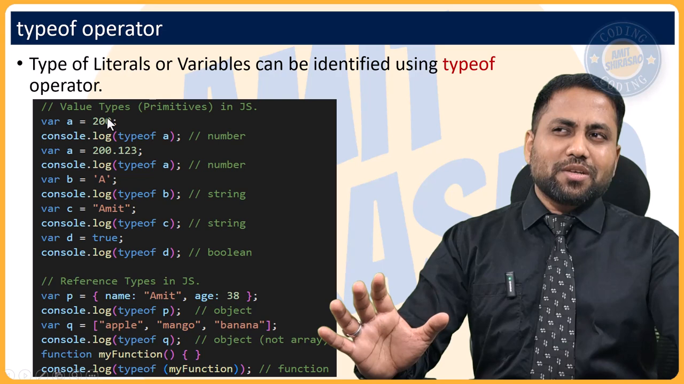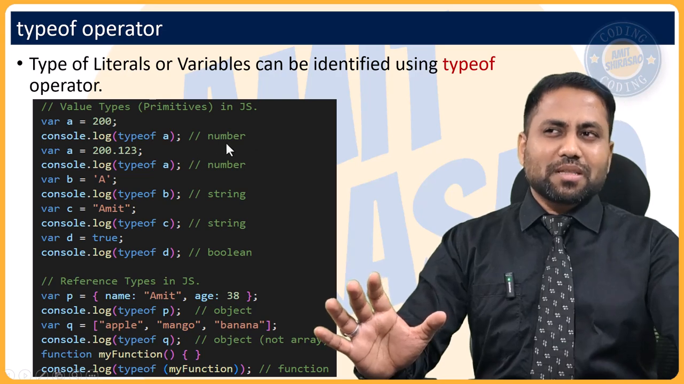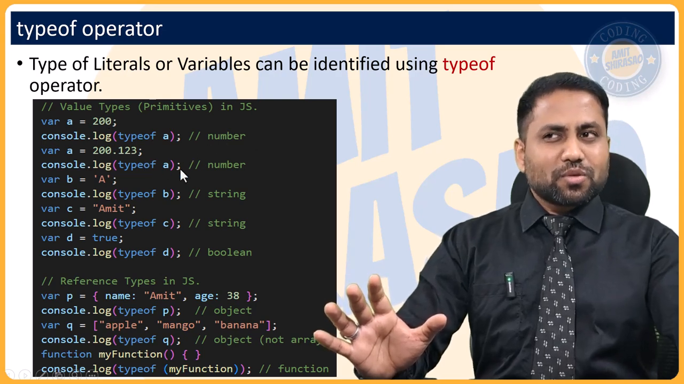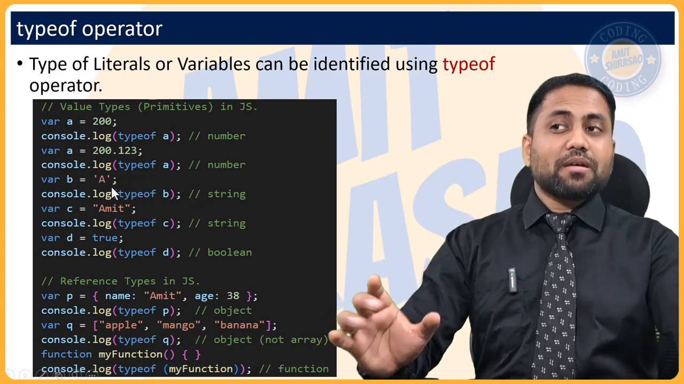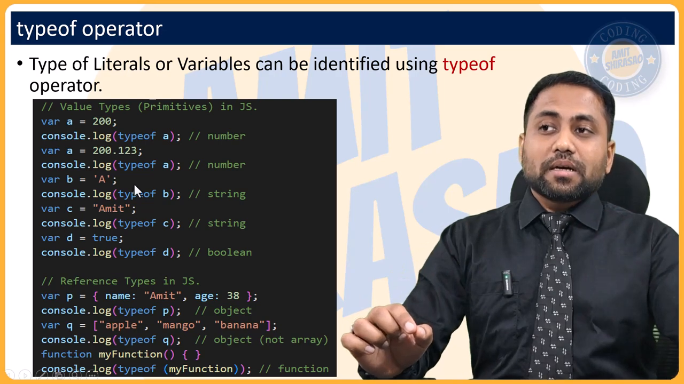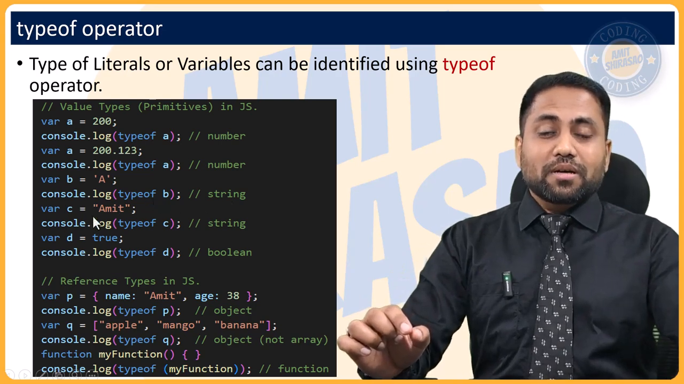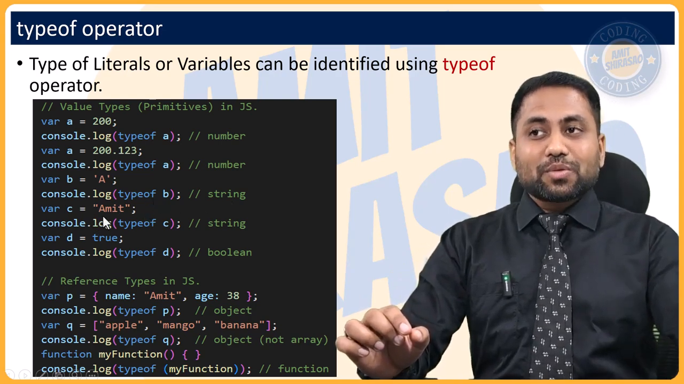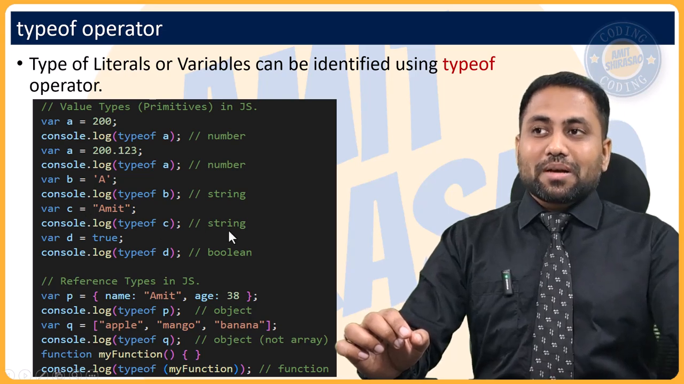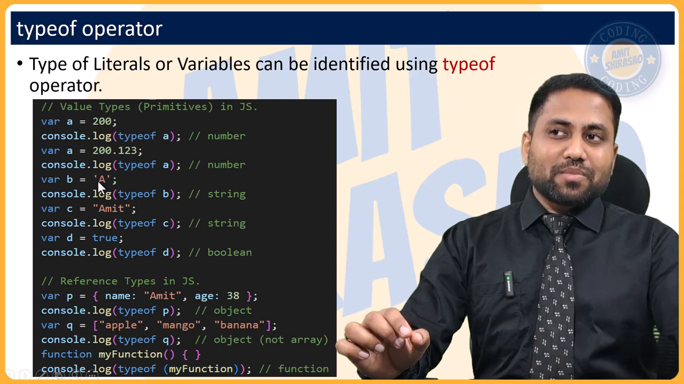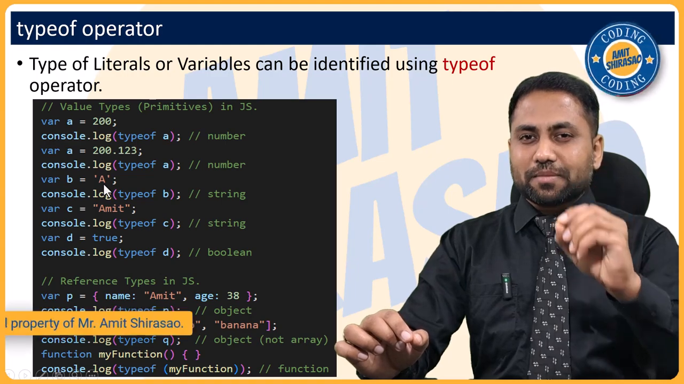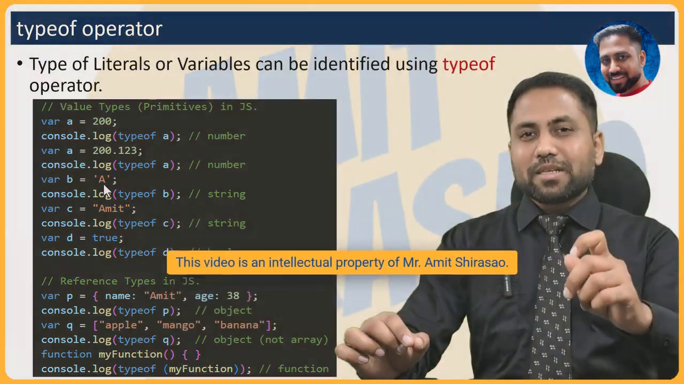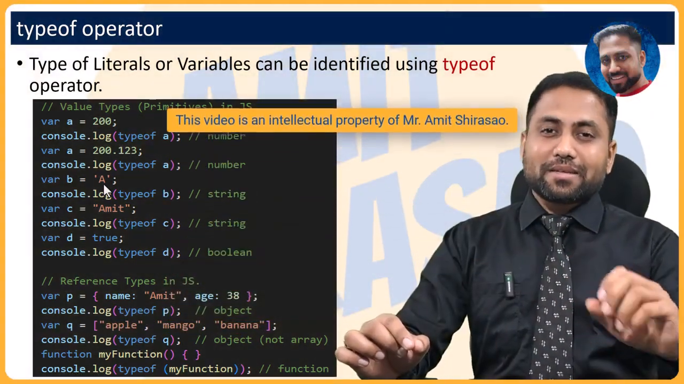Here I have assigned some value. So what is the type of that variable? It's a number. If I assign a float value, the type is still number. If I assign a literal having one alphabet, it is a string, and a series of alphabets is also a string. Even if you write one letter, it's considered to be a string. There is nothing called a character.